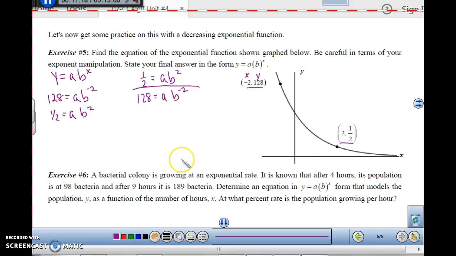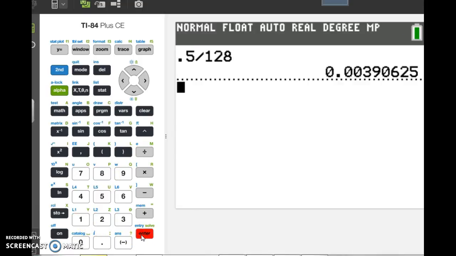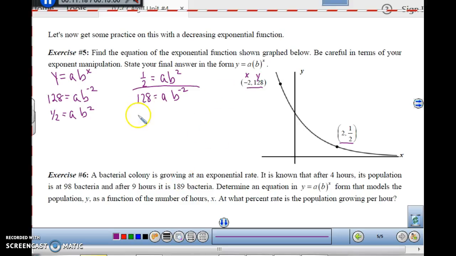Okay, so when I divide, I'm going to divide these numbers, 1/2 divided by 128. So I'll do 0.5 divided by 128, and I end up with 0.00390625. If I hit math, enter, enter, I get 1 over 256. So this is 1 over 256 equals. All right, the a's are going to cancel. What's b squared divided by b to the negative 2? Now remember, this is subtracting, so this is actually 2 minus negative 2. But you could also think of it this way, isn't this going to move up to the top? Yeah, so it's b squared times b squared. This would be b to the 4th. Okay, so I have b to the 4th equals 1 over 256.